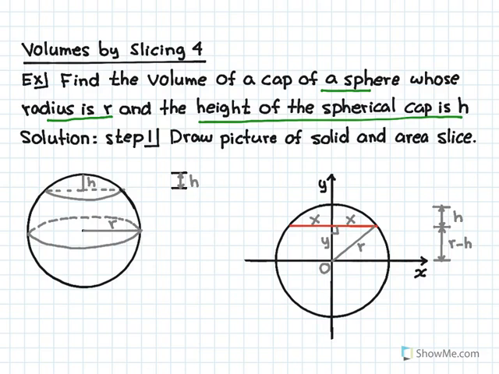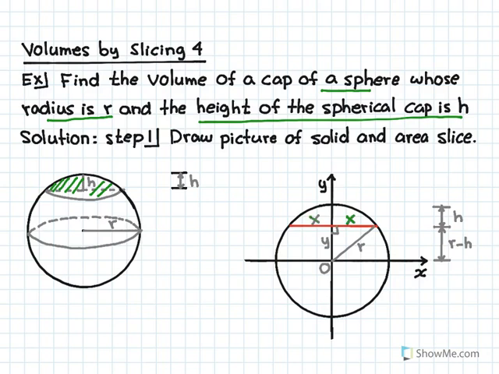So here we have the solid. You can see that our goal is to find the volume of this spherical cap. The height of the spherical cap is h. We're going to draw a two-dimensional version of this solid. So we basically get a circle in the xy plane, and the cross-sectional slice has radius x.